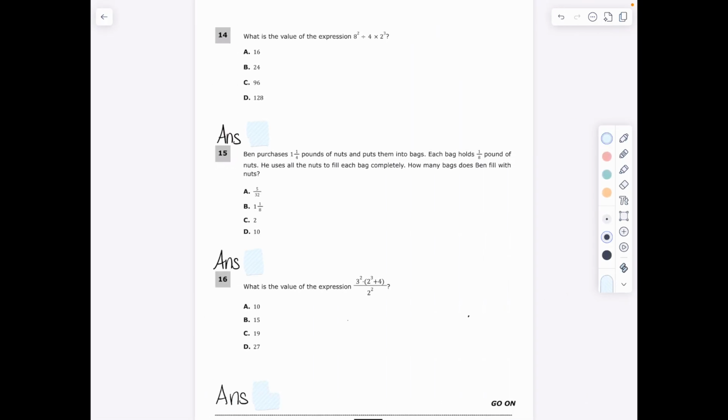Let's move it up to 14, 15, and 16. The answers are D, D, and D. All right, check them off in your work. Stay here if you want to see the breakdown.